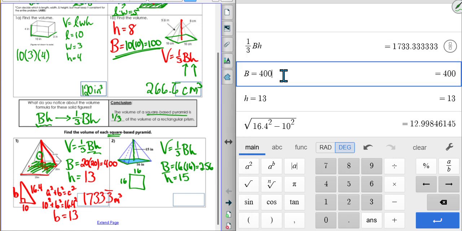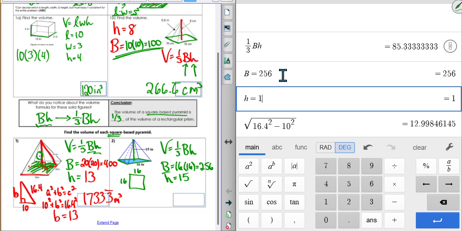So my area of base is 256. My height is 15. So the full volume is 1,280, that looks like inches cubed. So each time you're going to have to solve for a part of this before you just plug into that equation.